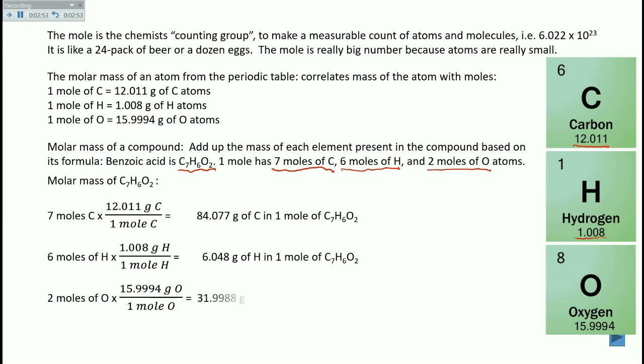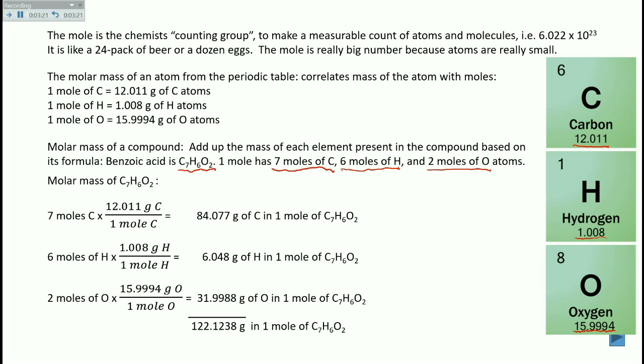And last, oxygen. I have 2 moles of oxygen times the 15.9994 grams of oxygen in each mole. And that gives me 31.9988 grams of oxygen in my 1 mole of benzoic acid. I would simply add all of that up, and 122.1238 grams is my mass of 1 mole of benzoic acid.